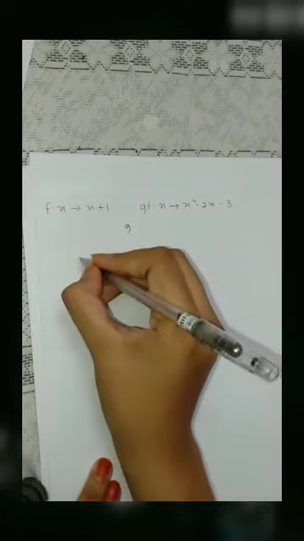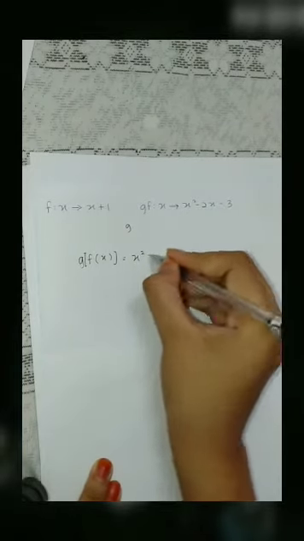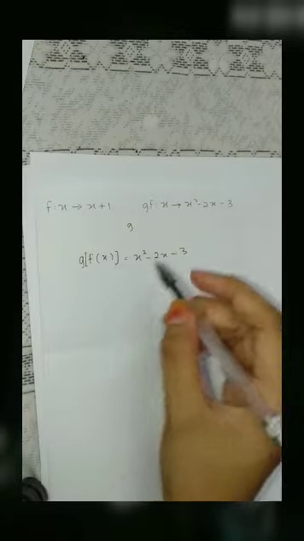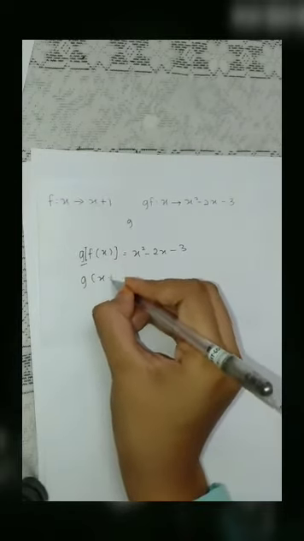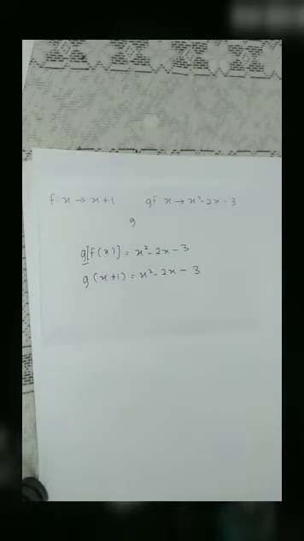The next question is given that f(x) equals x plus 1 and g(f(x)) equals x squared minus 2x minus 3. So it also asks us to find the function g. So first, as usual, write g(f(x)) equals x squared minus 2x minus 3. It is the same as the previous question, that is the function that we want to find is located outside. So we have to write this first: g(x plus 1) equals x squared minus 2x minus 3.